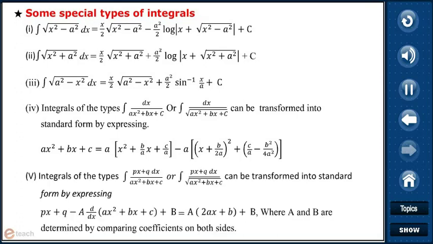Number 5. Integrals of the types integration px plus q dx divided by ax square plus bx plus c, or integration px plus q dx divided by root over ax square plus bx plus c can be transformed into standard form by expressing px plus q as A into d by dx into ax square plus bx plus c plus B, which is equal to A into 2ax plus b plus B, where A and B are determined by comparing the coefficients on both sides.